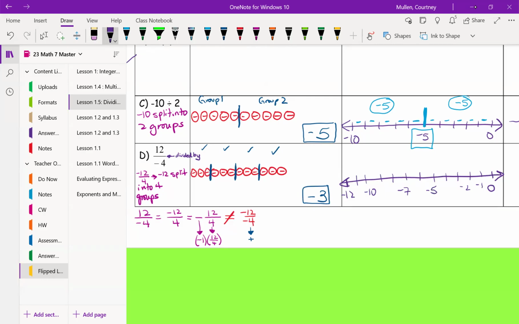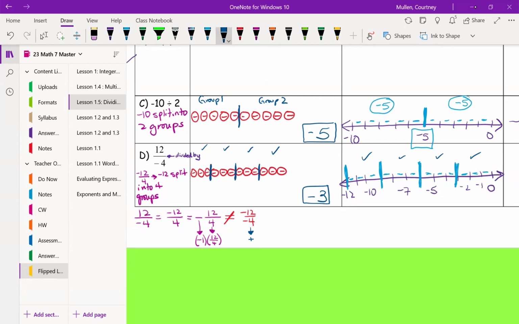All right, so we have to split this once again into 4 groups. So how many should be in each group? Let's check. We have 1, 2, 3 in this group. 1, 2, 3 in this group. 1, 2, 3 spaces in this group. And 1, 2, 3 spaces in this group. So we have our 4 groups. 1, 2, 3, 4 groups.